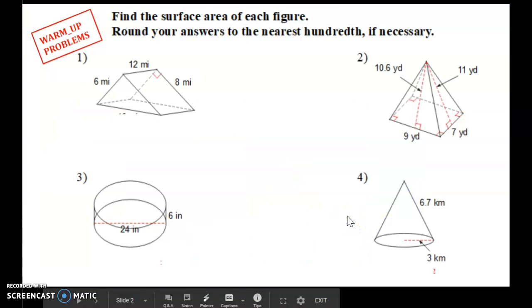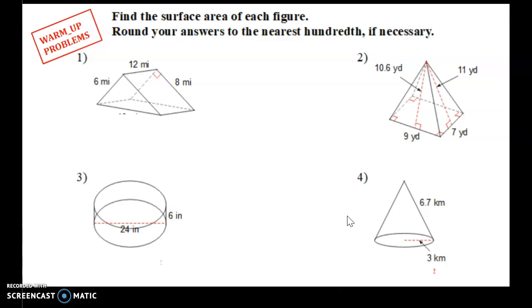As usual, we started off with doing some warm-up problems. You are supposed to find the surface area of each figure and round your answers to the nearest hundredth if necessary. So please pause the video now and copy this down and solve this yourself.